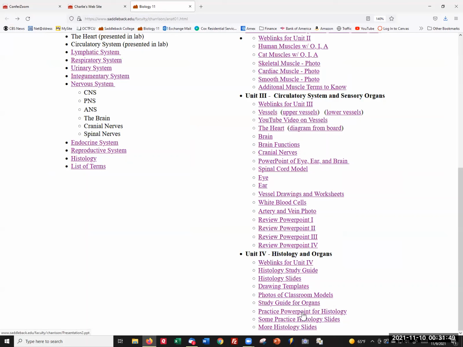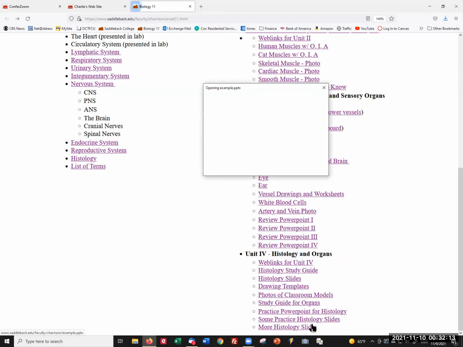I have some practice PowerPoints for histology. I'm not overly thrilled with all of the pictures here, but some of them are absolutely great. There are 3 links here: practice PowerPoint for histology, some practice histology slides, and more histology slides. And I've got more too. Let's hit the last.